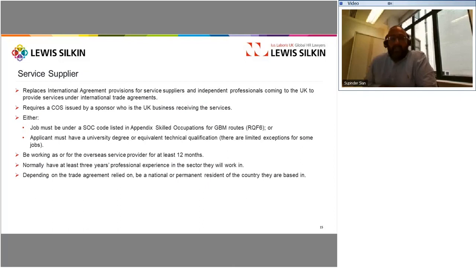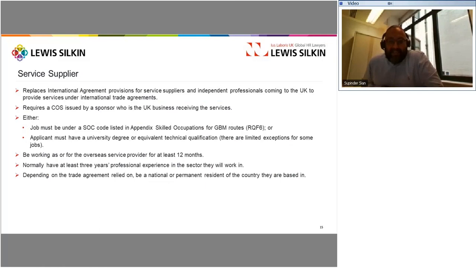Okay, we have a further new category under the Global Business Mobility route, and it's called Service Supplier. Now, this category replaces a very, how can I put it politely, difficult immigration category called International Agreement. And we were really hoping the Home Office would have significantly reworked this to the benefit of UK businesses.